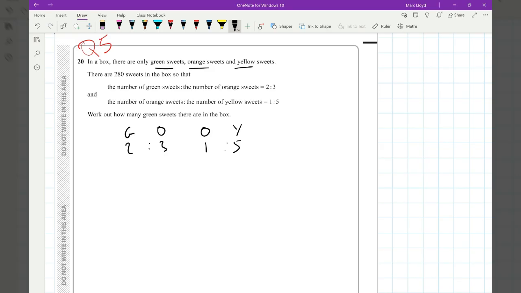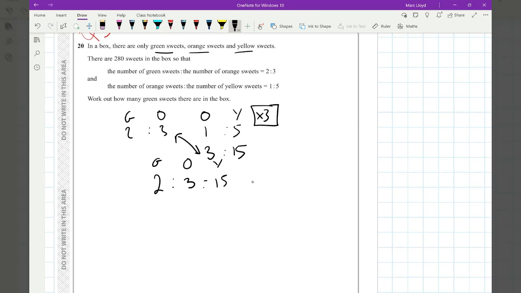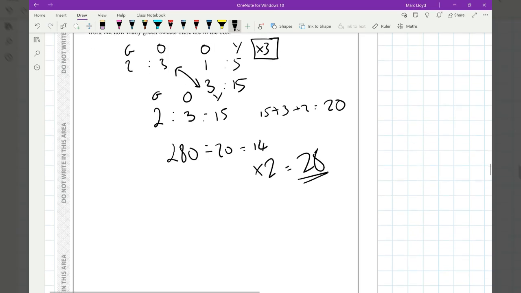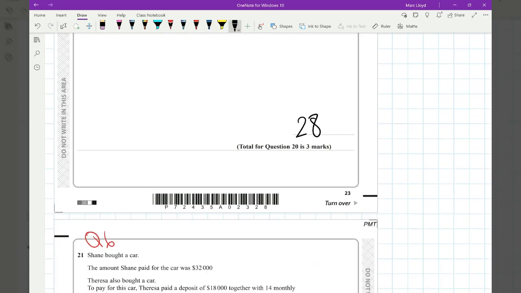So we need to equate these. If we multiply this one by 3, look what happens. We get 3 to 15. And because the 3's are now common, we can rewrite this ratio with just the 3 numbers: 2, 3, 15. Then we need to work out how many green sweets there are in the box. 15 plus 3 plus 2 gives us 20. So 280 divided by 20 is 14. And then we multiply, is it green we want? Yeah, it is. Multiply that by 2 gives us 28. So there is 28 in that box.